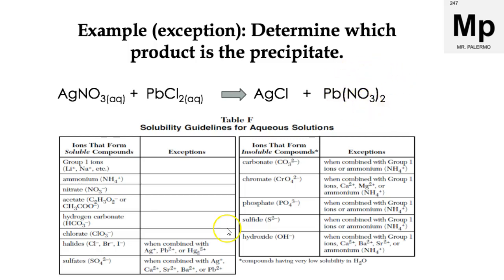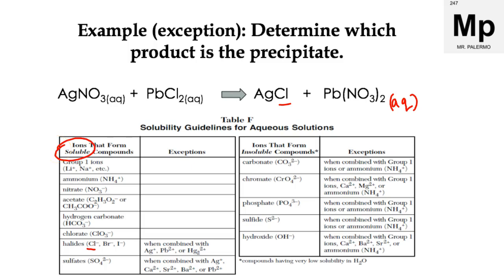I'll look at NO3. I find nitrates. It is soluble. There are no exceptions, so this is going to dissolve, and so this would be an aqueous solution. So we can put AQ next to it. And then I'm going to look up the Cl, and I find Cl minus under my soluble column.